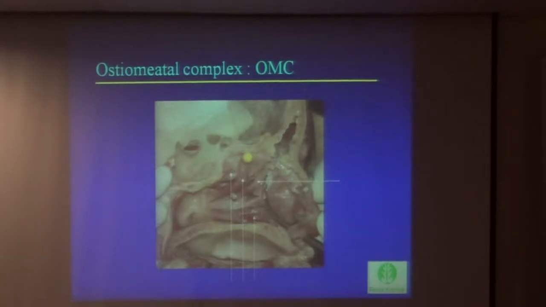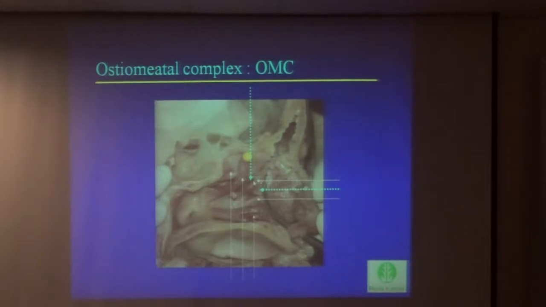Here we have the ostiomeatal complex, the bulla ethmoidalis, and then the uncinate process, and the infundibulum in between, and then the lateral recess behind the bulla. And then this is the maxillary sinus ostium proper, and this is the frontal sinus ostium proper.